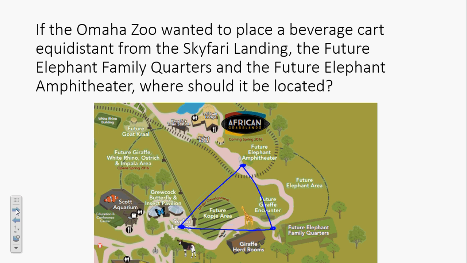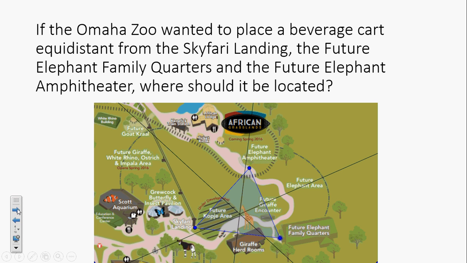How do we find the circumcenter? We find the perpendicular bisectors. So what I did was I took this map and I took it to the GeoGebra and I uploaded it, and then I found the perpendicular bisectors, and then I found the point of concurrency, the circumcenter, and that's where that beverage cart would need to be. So it is in the place that is equal distances from the Skyfari Landing, the elephant family headquarters, and the elephant amphitheater.